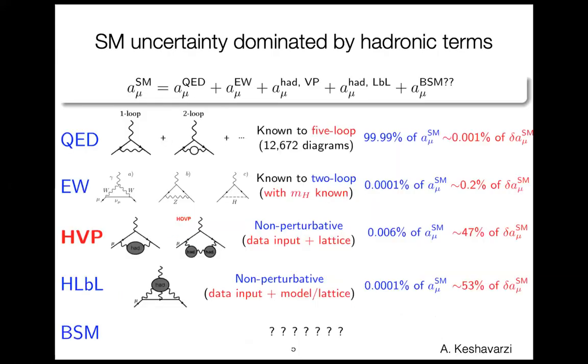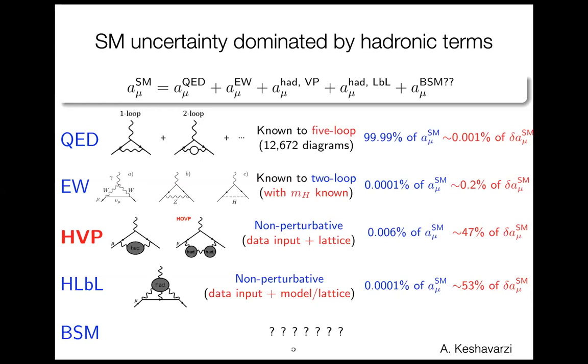Let me look into how the standard model prediction is made. The anomalous part of the dipole moment is dominated by electrodynamics by far. It's more than 99.99% of the contribution. On the other hand, that's the contribution that can be calculated from first principles, and it has been done. All diagrams up to 5 loop have been calculated, and the uncertainty is tiny. It's a 10 to the minus 5 contribution to the uncertainty of the standard model prediction.